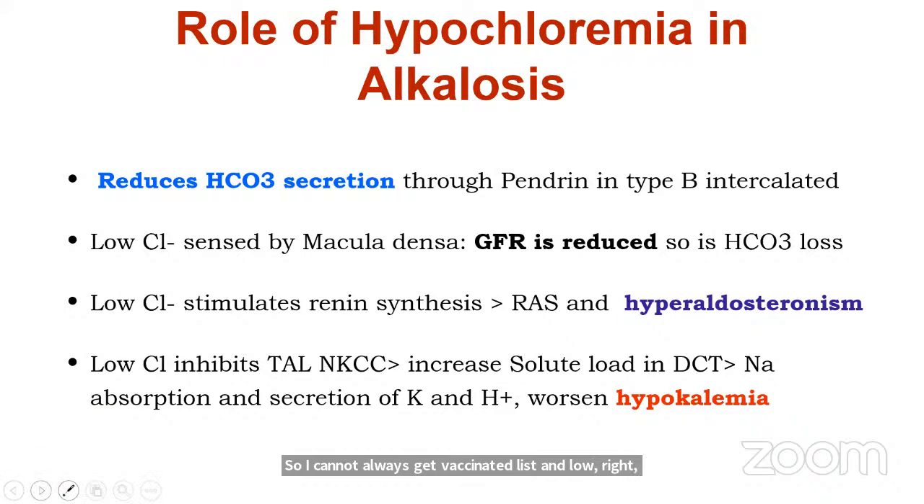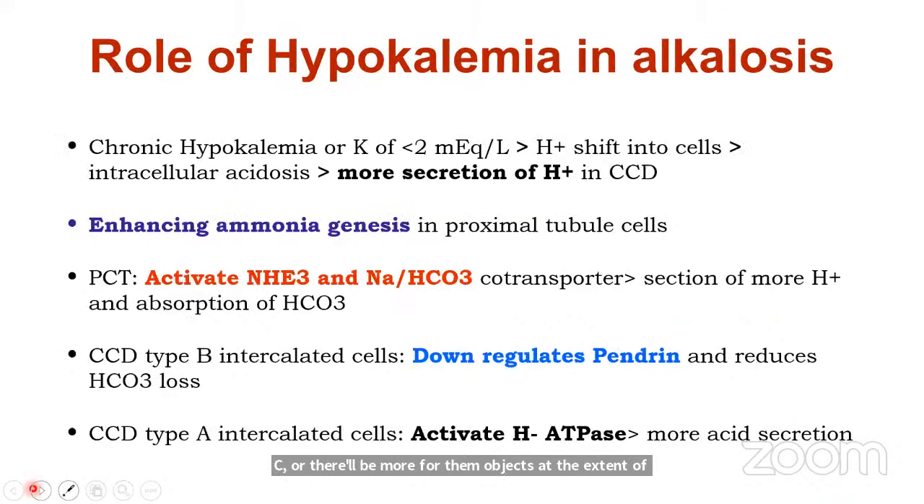Low chloride also inhibits the sodium-potassium-chloride channel. Ultimately, there will be more solute load in the distal convoluted tubules, where there will be more sodium absorption at the expense of potassium and the hydrogen ion. So there will be more hypokalemia. So hypochloremia ultimately causes hypokalemia as well.